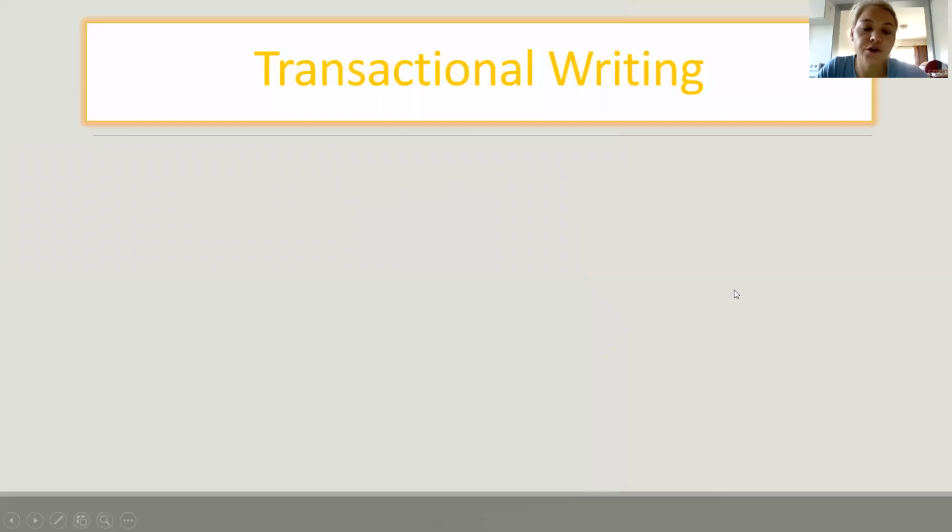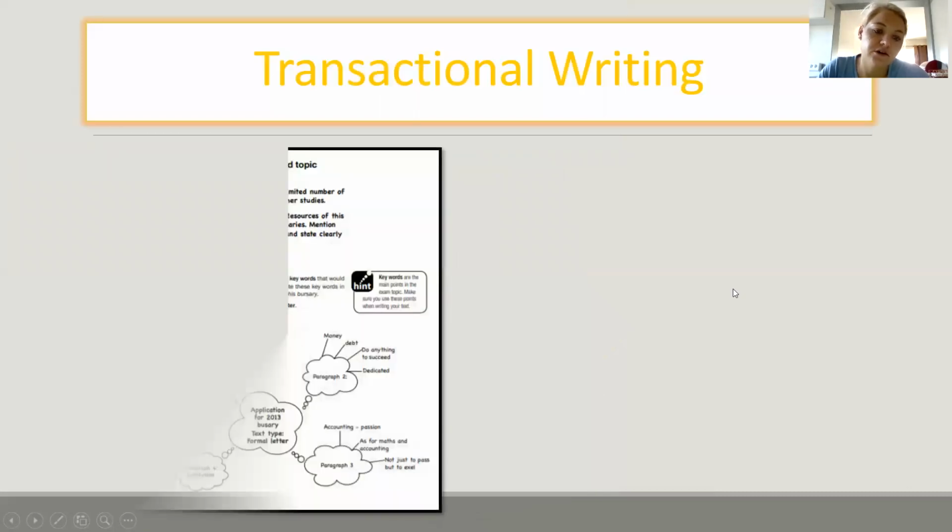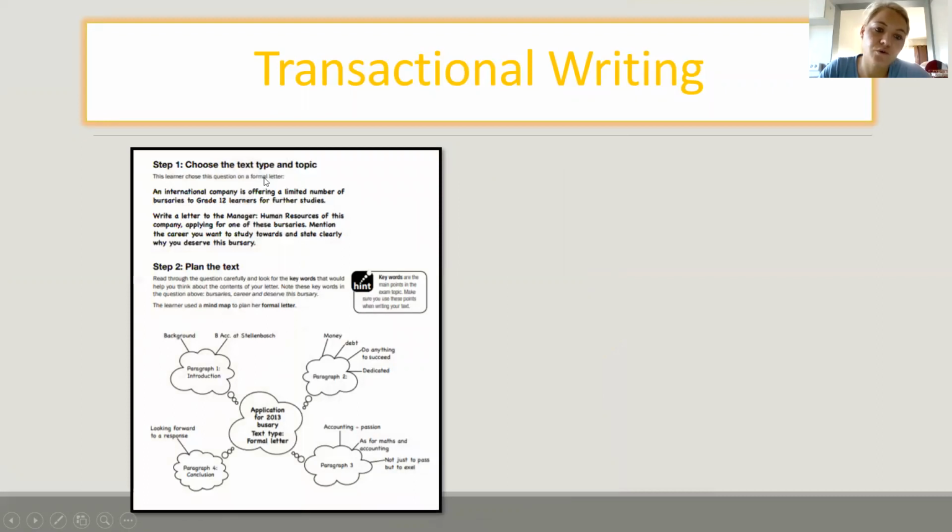Now we will look at transactional writing. You can see that this is a formal letter. This is quite easy because this is what people usually choose, and a great way to show the different transactional writings going through the process writing approach.